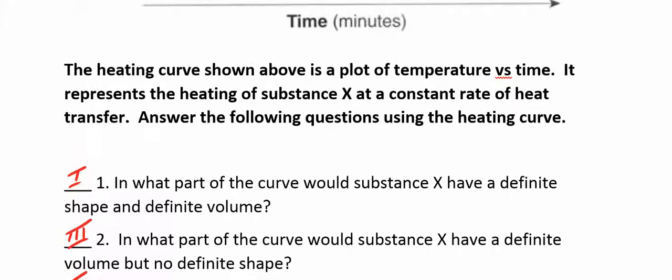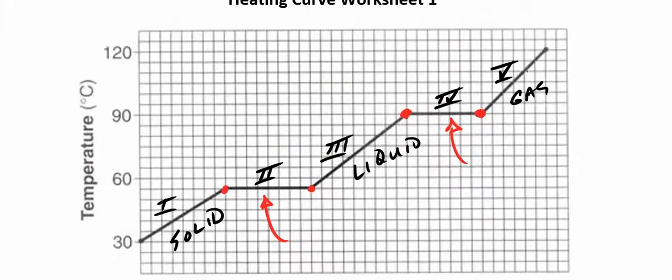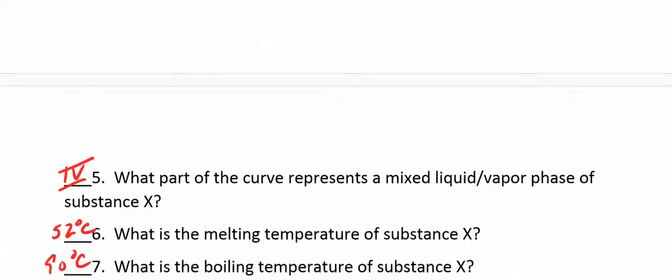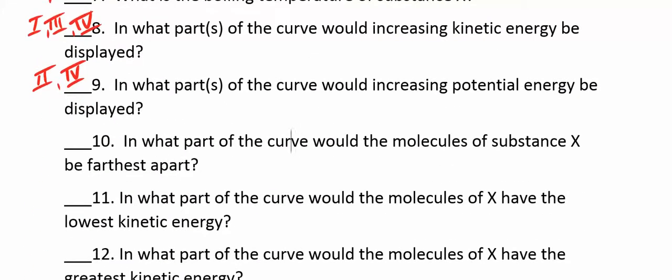Well, gases have their particles furthest apart in general. So that would be Roman numeral 5 is where the molecules themselves would be furthest apart. That's where the gases are. So we'll put Roman numeral 5 for number 10.